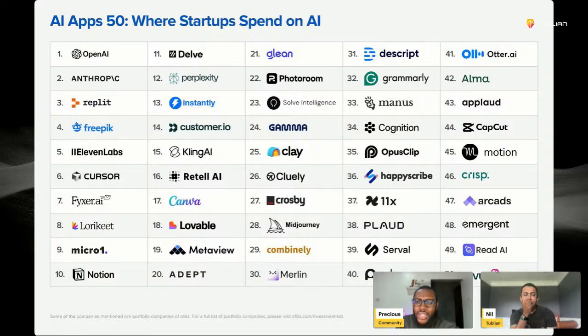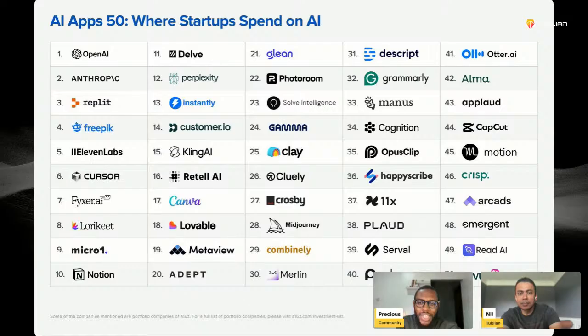Also, I'm seeing that OpenAI is number one, Anthropic is number two, Replit is number three. I think we were having a conversation. I don't know if it was you who mentioned that you don't know companies or people that use Replit or something like that. But yes, they made this list and they're in the top three.